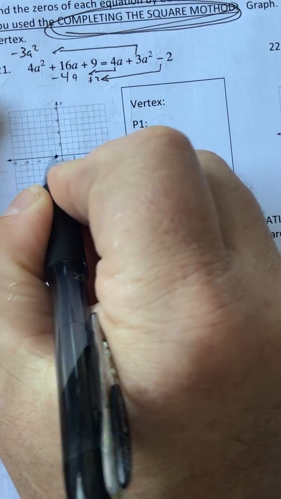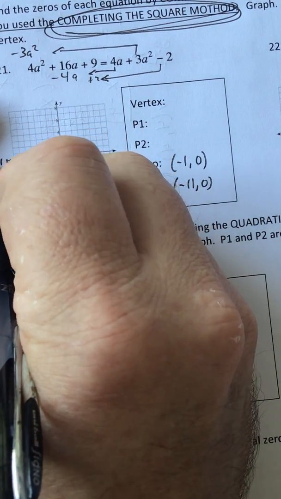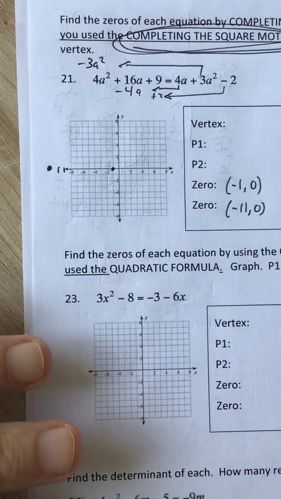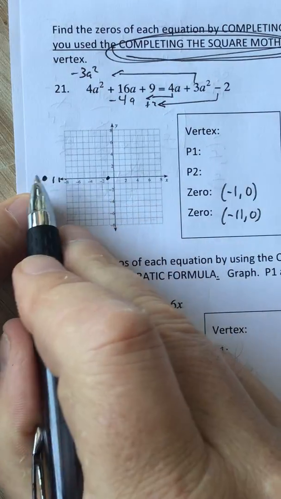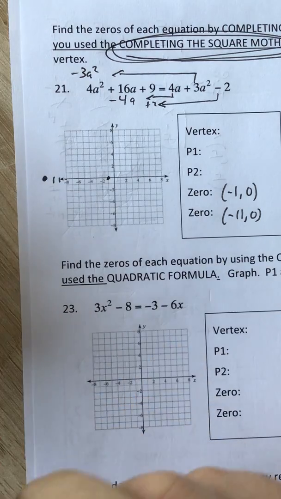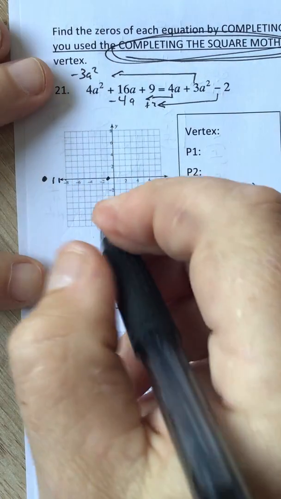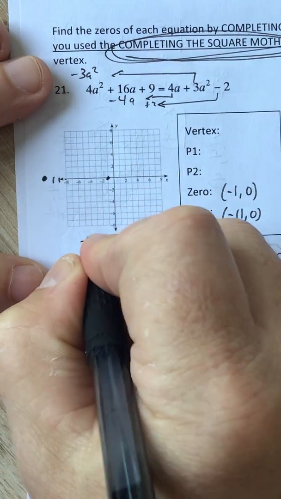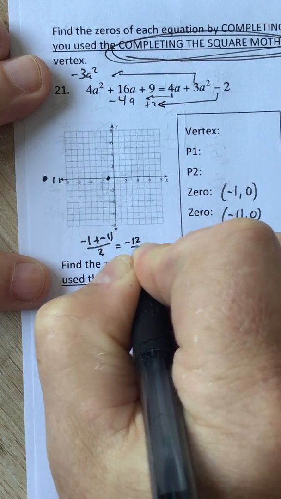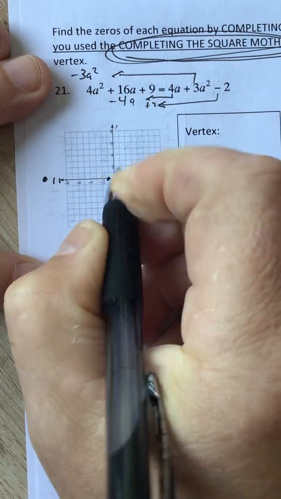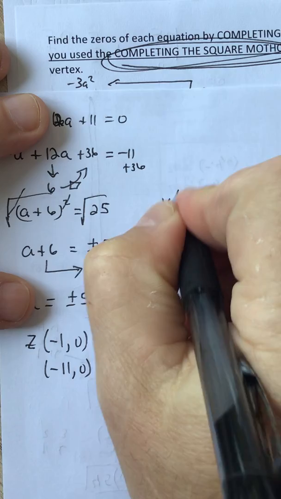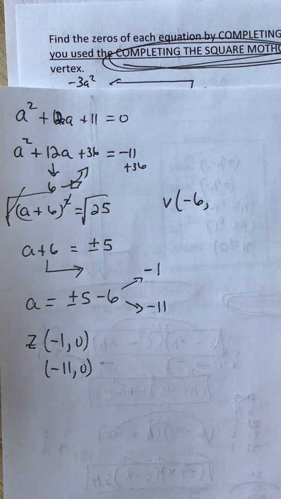Okay, so negative 1, 0, and negative 11, 0. There they are. Okay, the vertex is halfway between those. Well, if the vertex is halfway between them, I've got negative 1 plus negative 11 cut in half. That's negative 12 cut in half. That's negative 6. The vertex is at negative 6, down something. So our vertex is at negative 6.